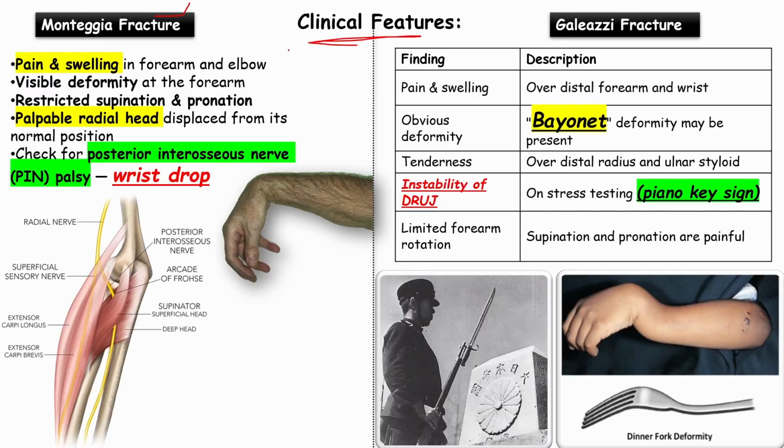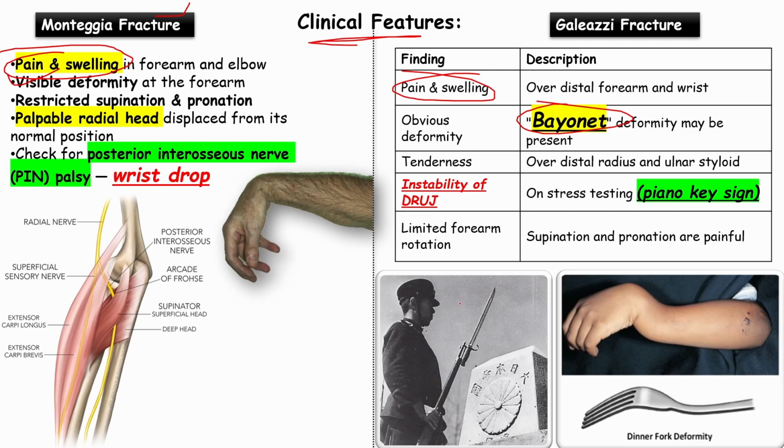Moving on to clinical features, there is nothing much except for a few things that I have highlighted. It's pretty usual that there will be pain and swelling on both sides, either Monteggia or Galeazzi. Then there will be visible deformity again on both sides. In the Galeazzi fracture, the deformity is termed as bayonet deformity.